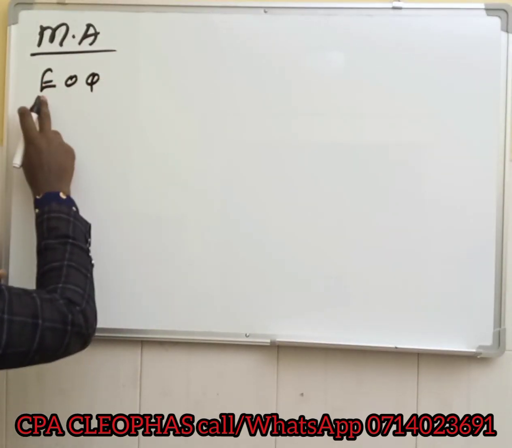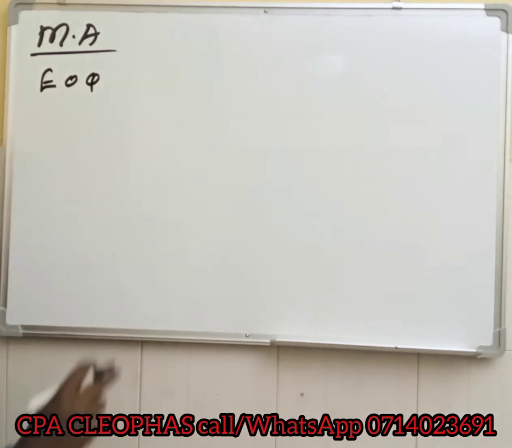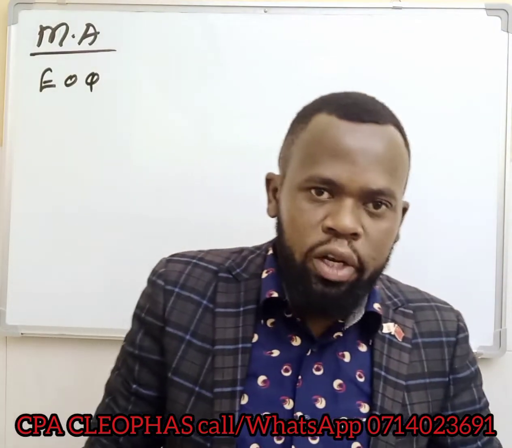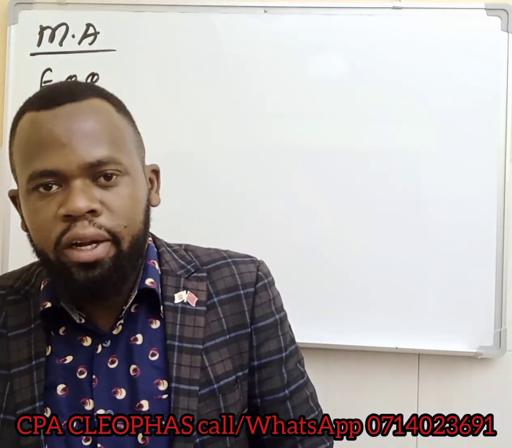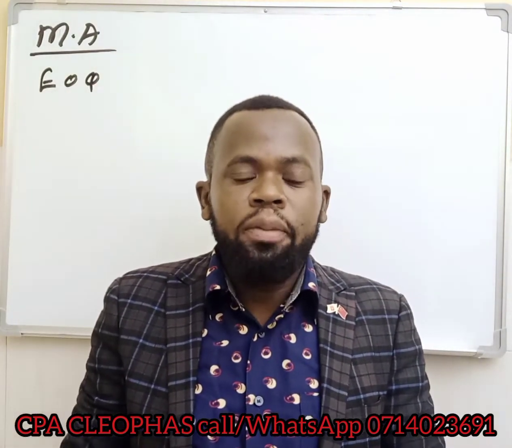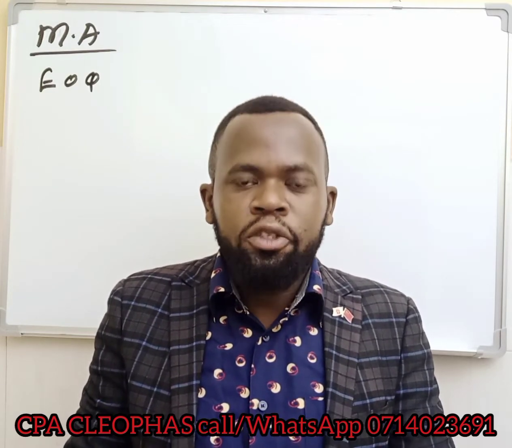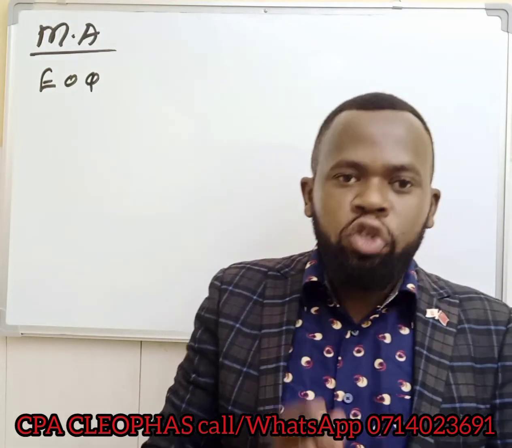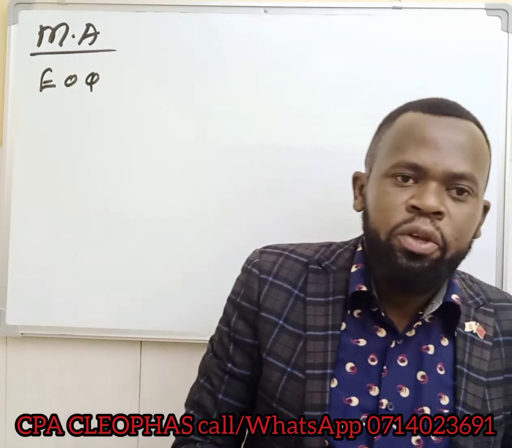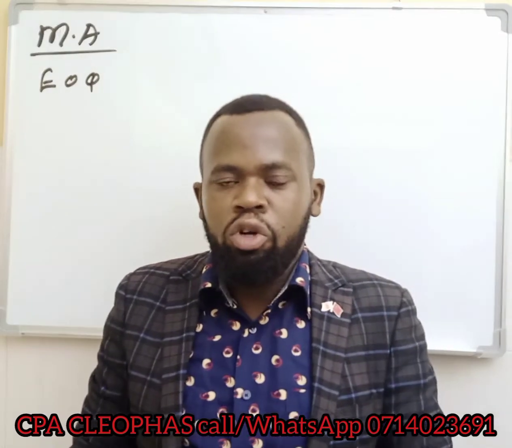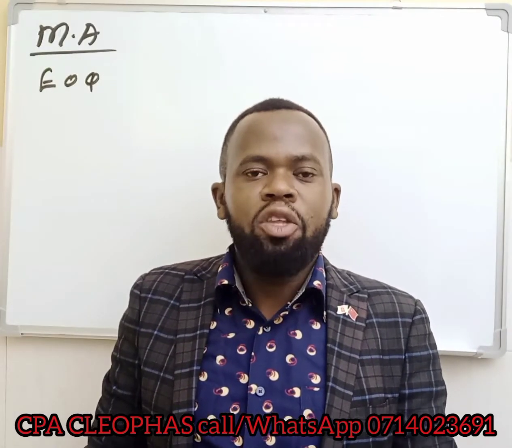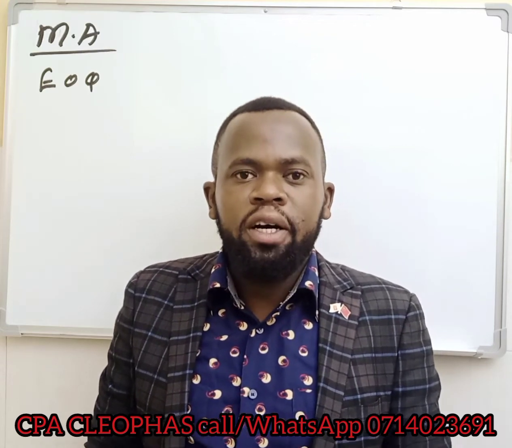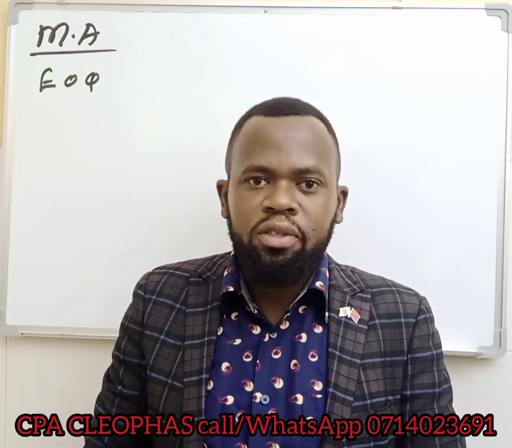EOQ stands for economic order quantity. So economic order quantity is the optimal quantity which should be ordered anytime an order is to be made in order to minimize the associated costs. So it is the optimal quantity to purchase or to order so as to minimize cost. Because as a manager, as a management accountant, whenever you are procuring, you need to ensure minimization of costs.